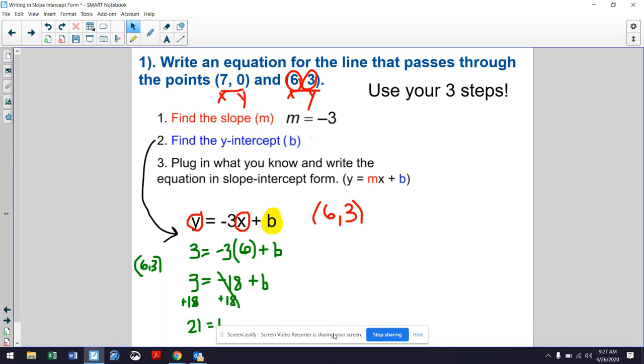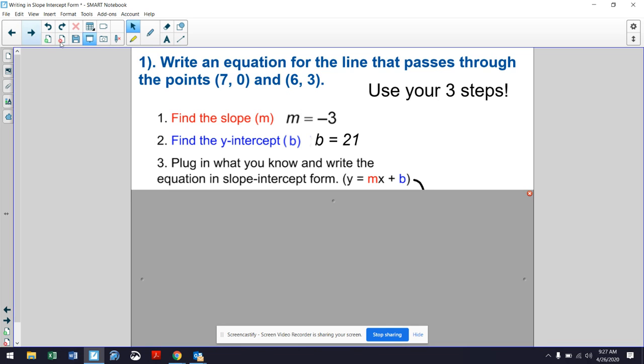Now, the good thing is you can choose either point and you'll get the same answer. So if I had substituted 7 here for x and 0 for y, I also would have gotten b equals 21. So when you're solving for b, you can choose whichever of the 2 points you'd like to substitute in to solve for b. But we are done with step 2.